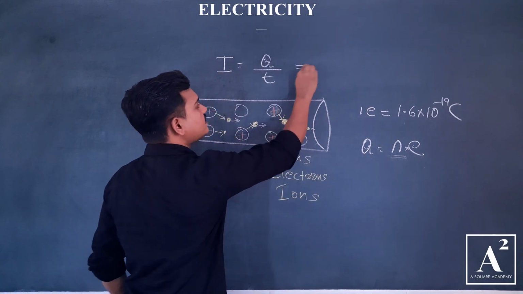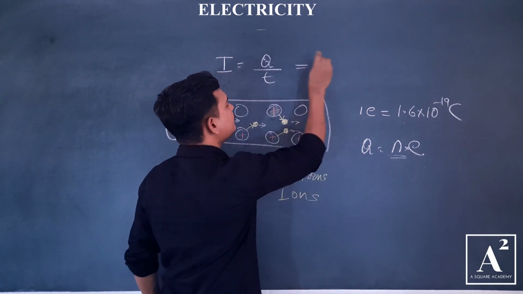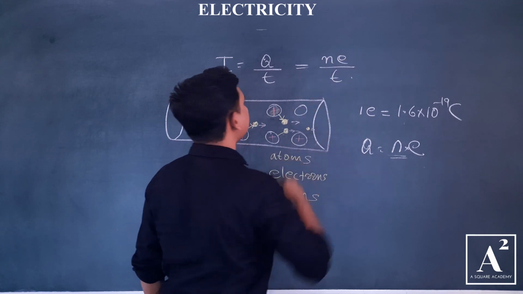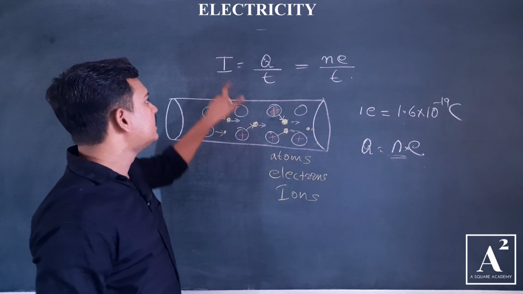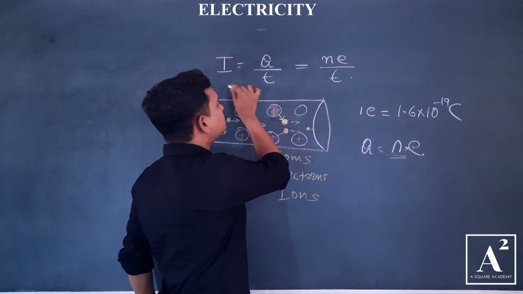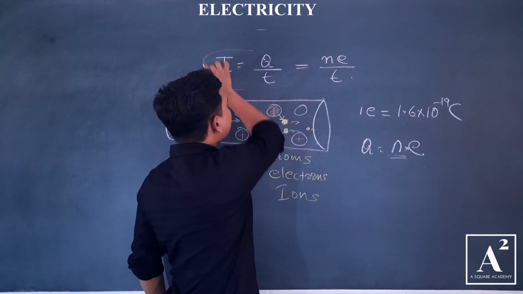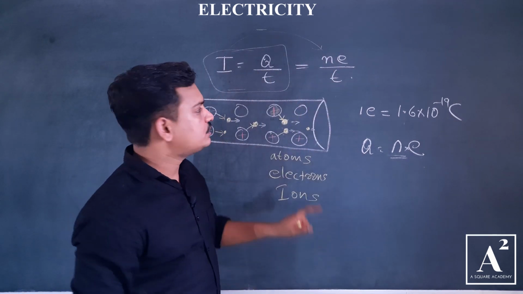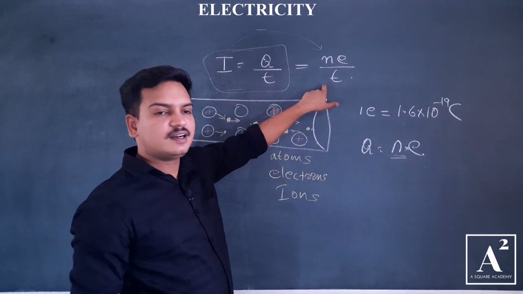So this one we can substitute here. Then here you will get Ne divided by t. So this is the second equation for current: I is equal to Ne divided by t. Based on these two equations, this is the first equation and this is the second equation, our numericals are waiting.